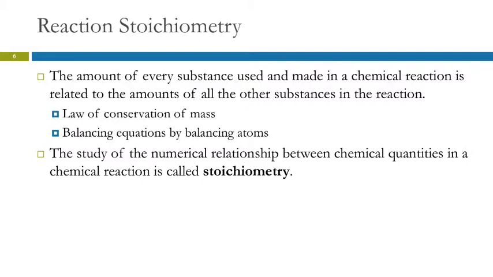The amount of every substance used and made in the chemical reaction is related to the amounts of all the other substances, because the law of conservation of mass says that the mass that you start out with is the mass that you end up with. So they are all related. We balance the equations by balancing atoms, but when we're looking at this numerical relationship, we can also do this in terms of mass, which is more useful. And this whole process of studying these relationships between quantities in chemical reactions is called stoichiometry. And stoichiometry is a big part of what we do in chemistry.